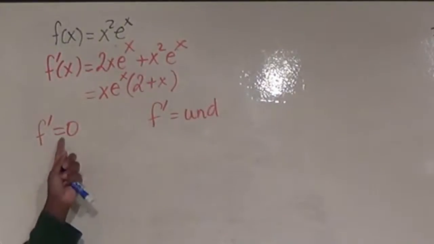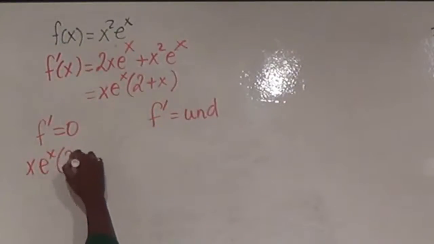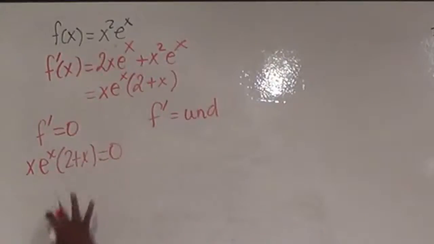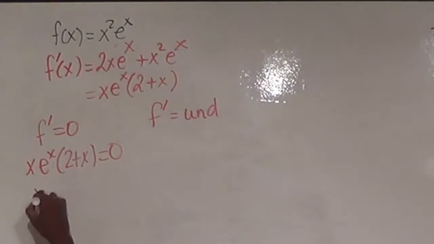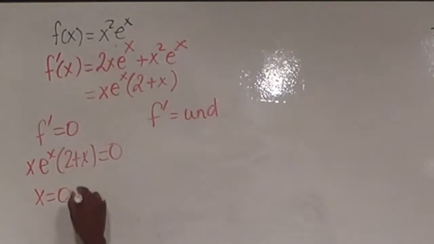It's going to be 0 when x e to the x times 2 plus x is 0. Again, this factored form is nice because now I can just set each factor equal to 0 and solve. So obviously x will equal 0. E to the x is never 0. Remember, e to the x is always positive, so we can exclude that one. And then 2 plus x equals 0 when x is negative 2.